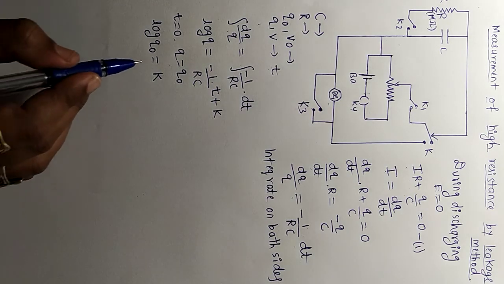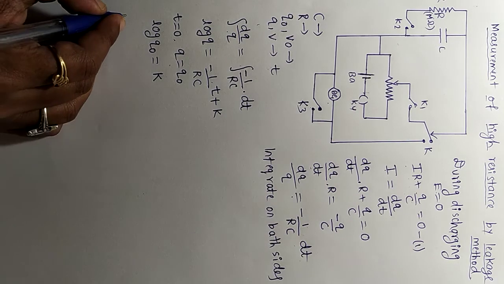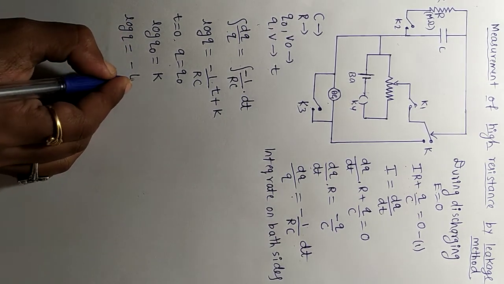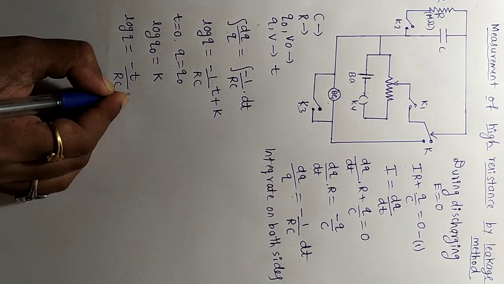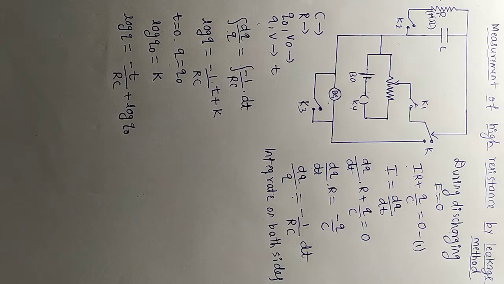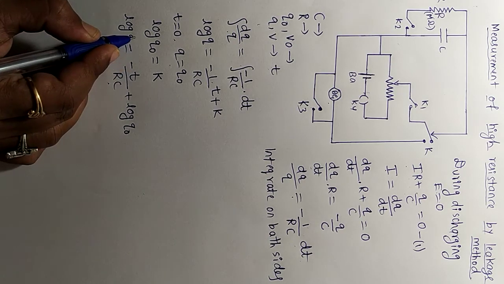Now substituting this value again in the main equation, we have log of q is equal to minus t divided by RC plus log of q naught. This is the value we got. Then I'll make a certain arrangement here: transfer log q to this side and minus t to this side.